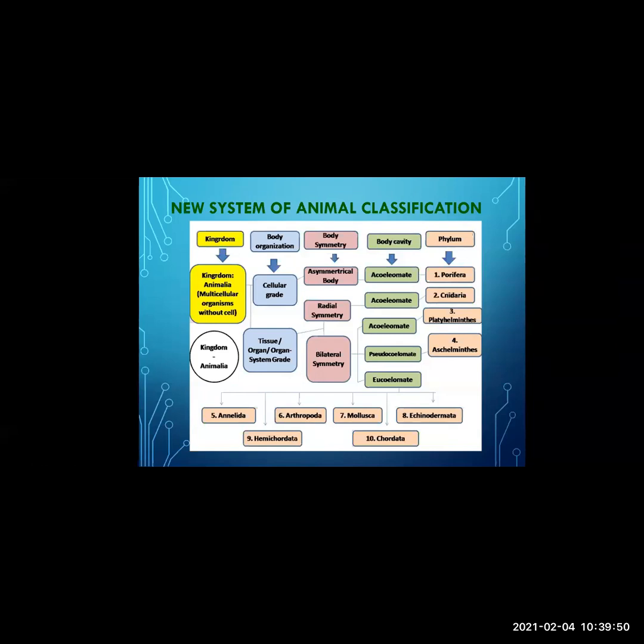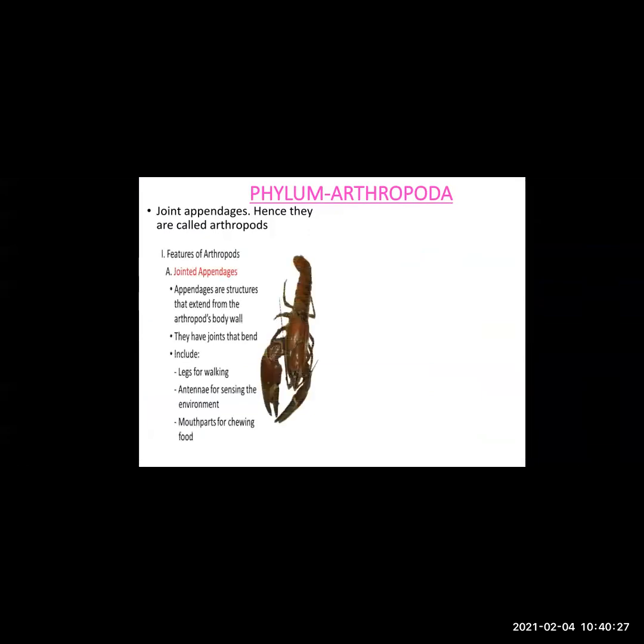Let's start with the rest of the phyla and learn about the different characteristics exhibited by them. So let's start with the remaining ones, that is Arthropoda, Mollusca, Echinodermata, and Hemichordata. Let's begin with the phylum Arthropoda. The animals included in this phylum have jointed appendages, and that's why they are called arthropods.